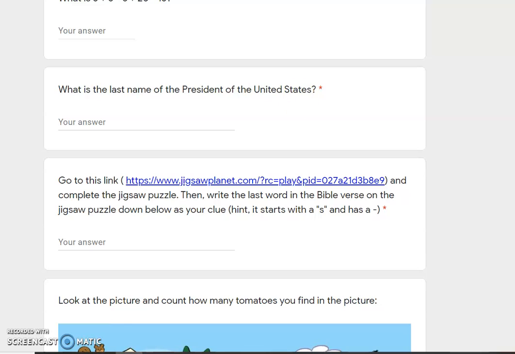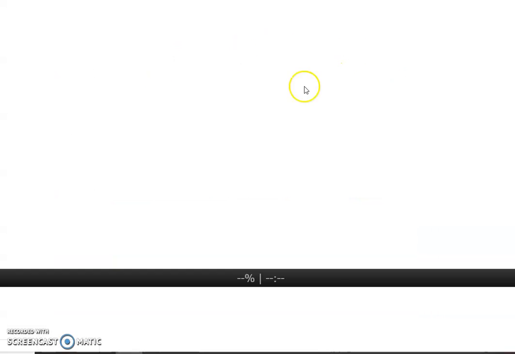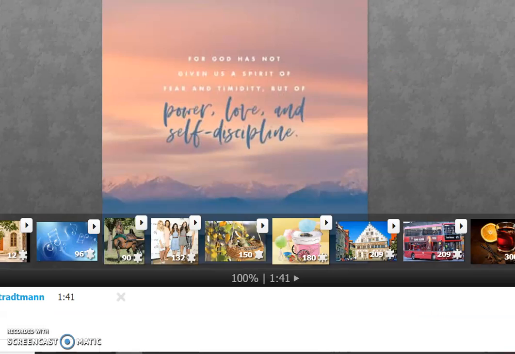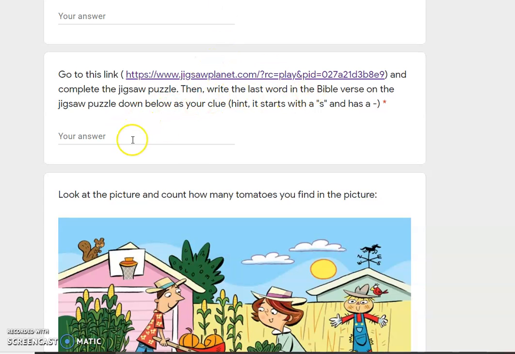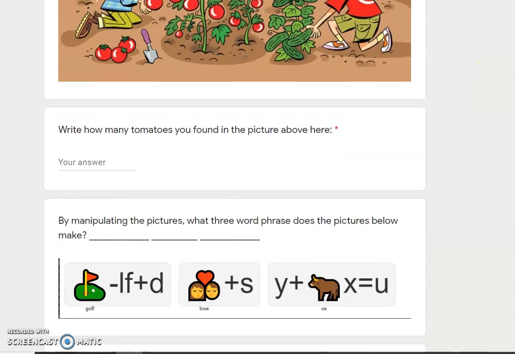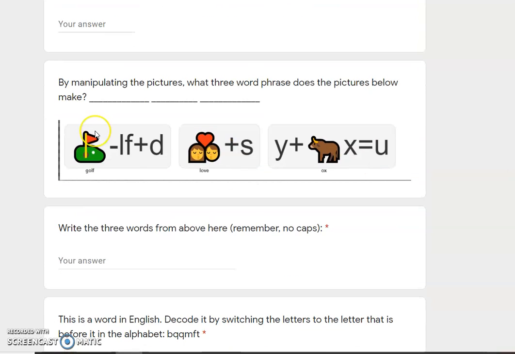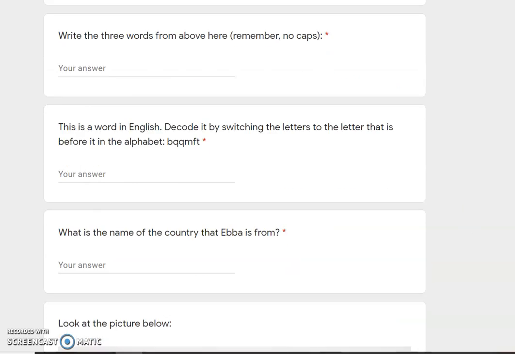Okay. Some questions will have links to other places. Like this will take you to a jigsaw puzzle that you'll have to put together, and then you'll write down the Bible verse, or you'll write down the last word that you see on the jigsaw puzzle. These pictures will give you clues for how to answer other ones. Same with these. So these are like those pictures that make up words. So you're going to look at the picture and figure out what word comes from there. Okay? You'll write the answers down.